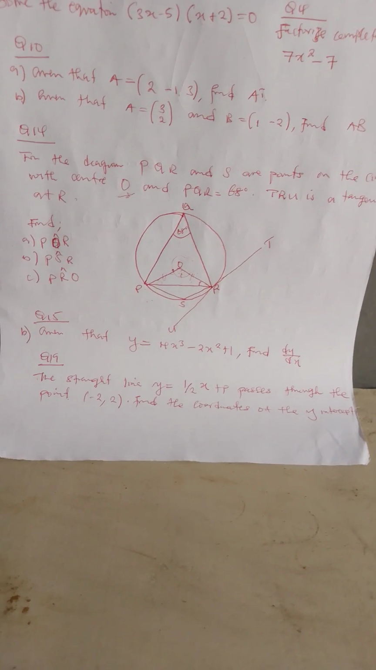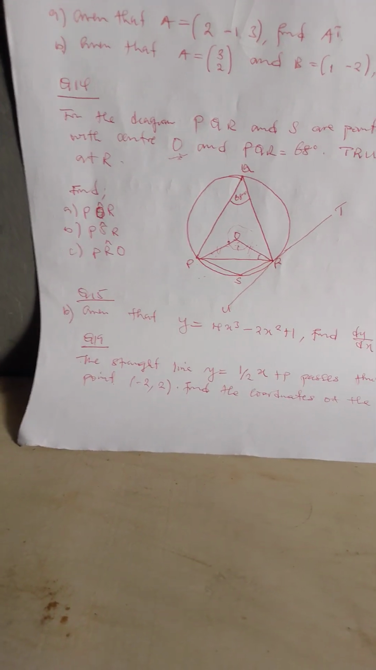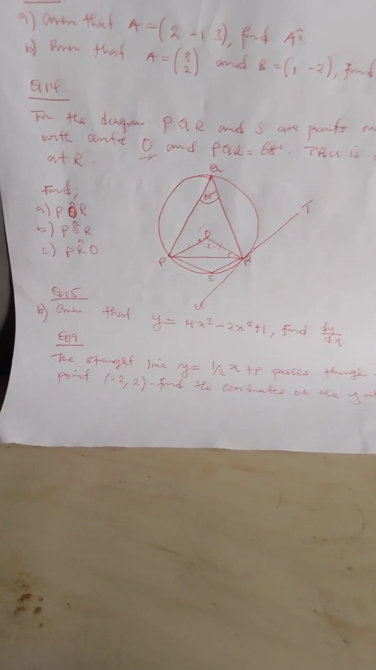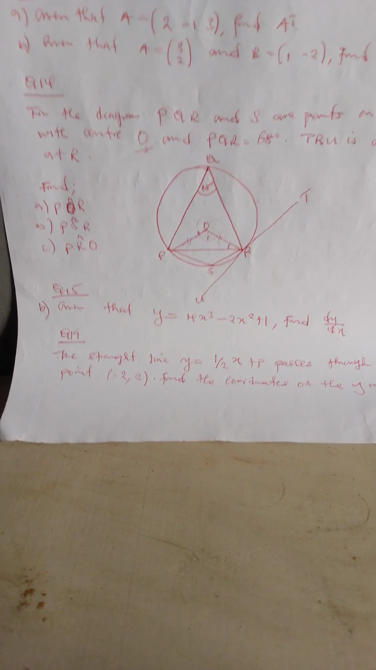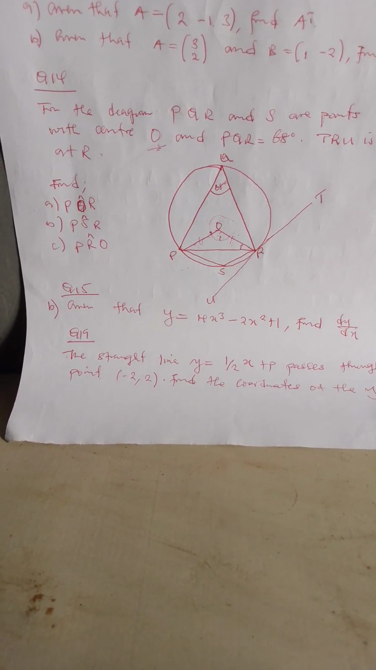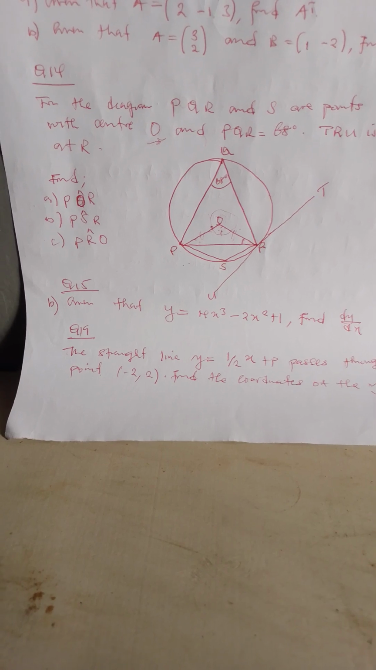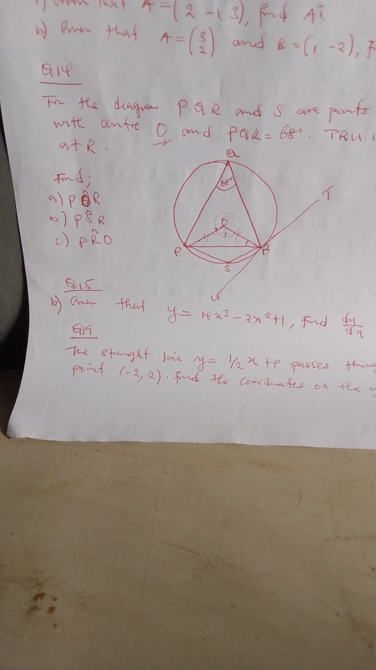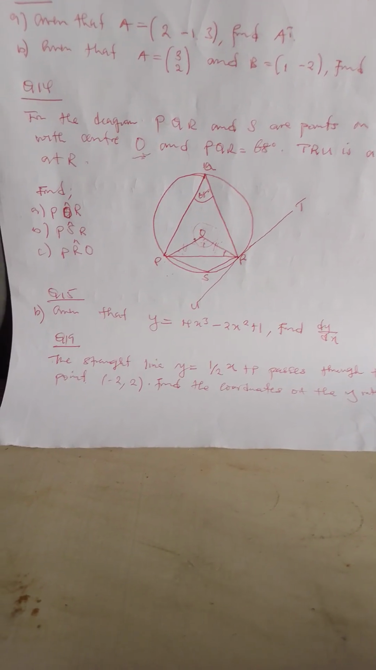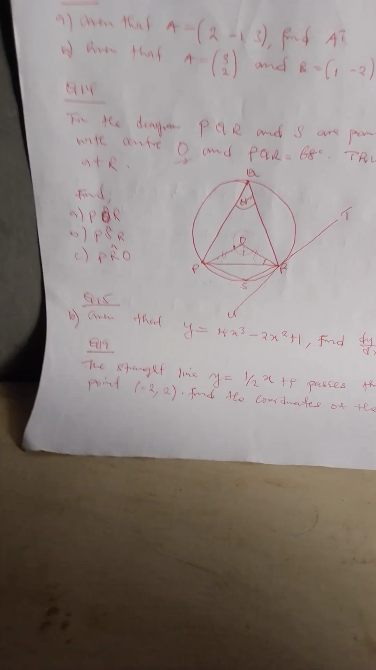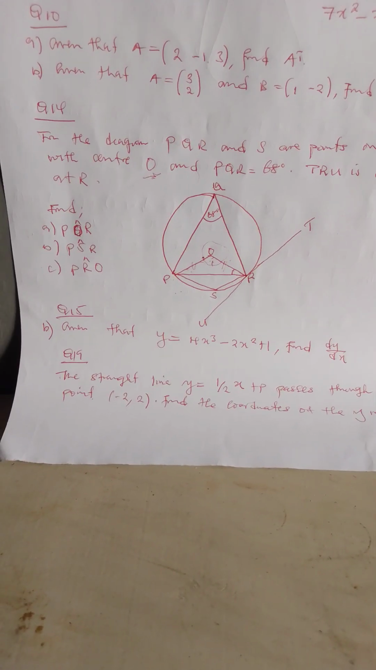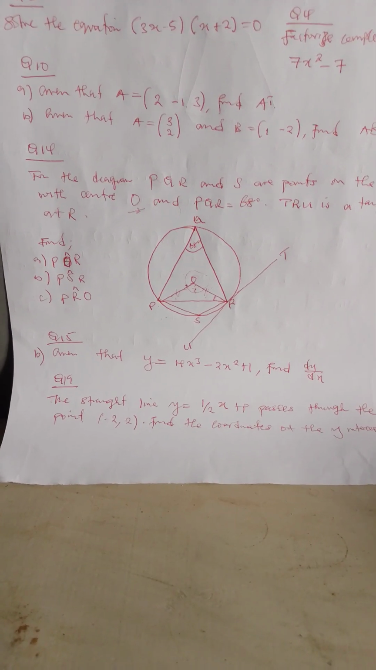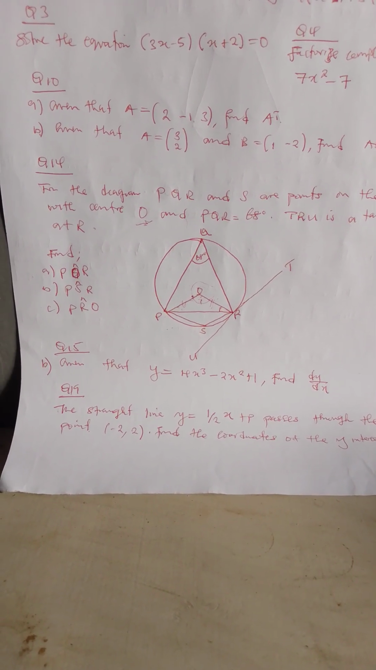Okay, we go to question 15. Question 15 reads, given that y is equal to 4x^3 minus 2x squared plus 1, find dy/dx. So this one is from the topic called calculus, and dy/dx is one of the forms of calculus that deals with differentiation.